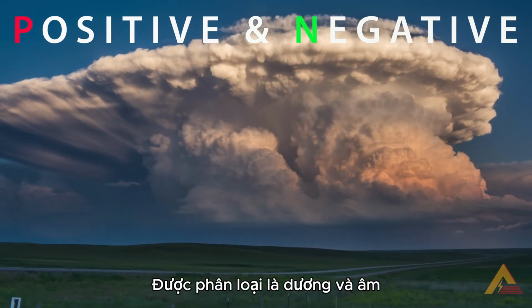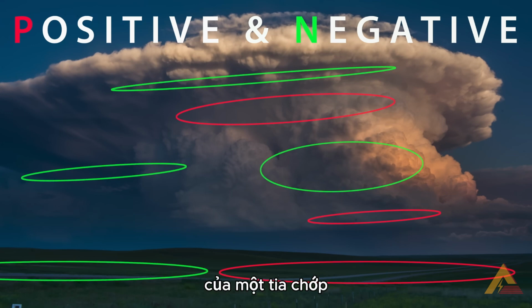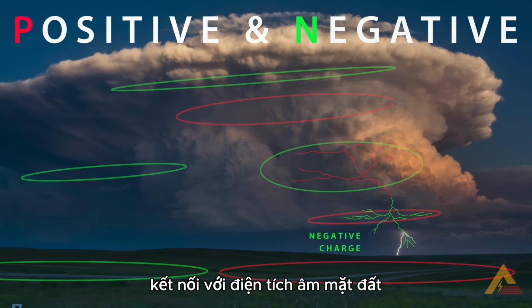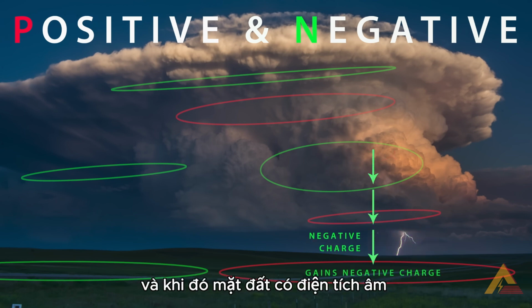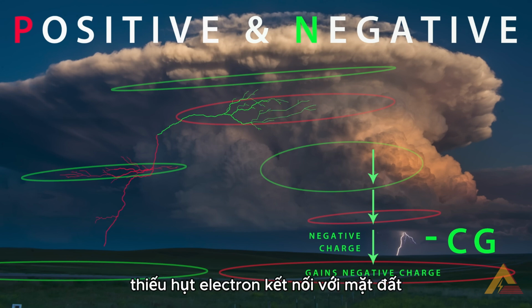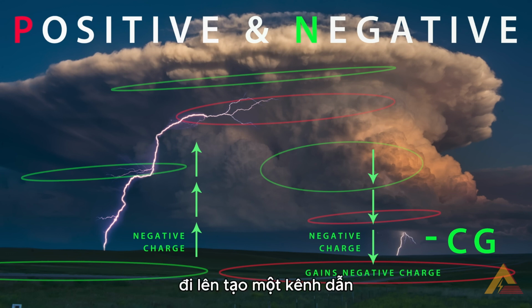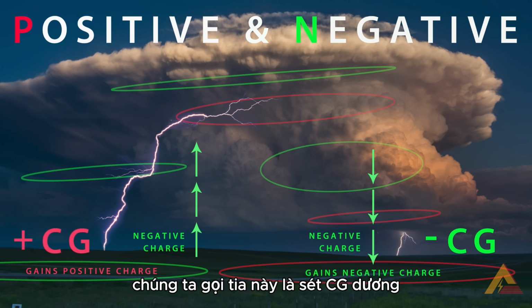Cloud-to-ground lightning strikes are characterized as positive or negative, depending on the net charge a bolt shifts to the ground. If a negative leader with a surplus of negatively charged electrons connects with the ground, negative charge, primarily in the form of free electrons, is shifted toward the ground, and the ground gains negative charge, and so we call this flash a negative CG. Inversely, if a positive leader with a deficit of electrons connects with the ground, an induced surplus of electrons in the ground travel up the channel, shifting negative charge away from the ground up into the storm. The ground gains a net positive charge, so we call this a positive CG.